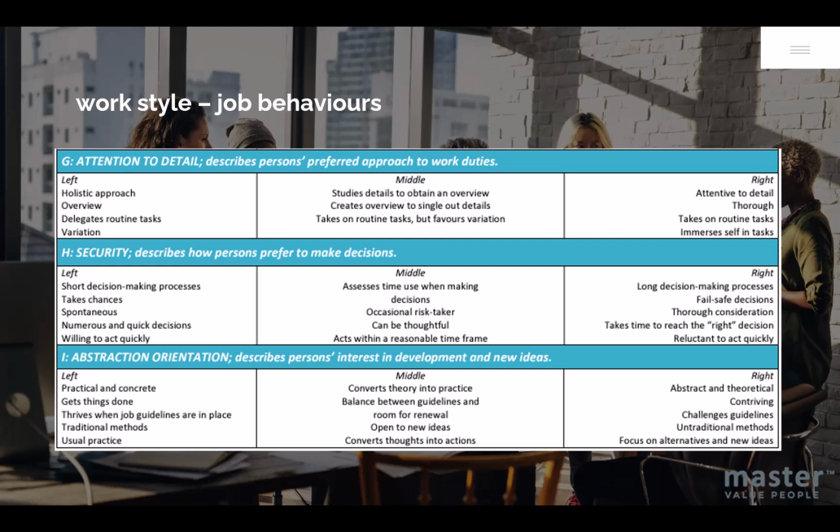And the same goes for abstract orientation as for security. We don't know how good a person is at thinking outside of the box, only that they enjoy it. To assess this, we would need to use ACE or CORE.